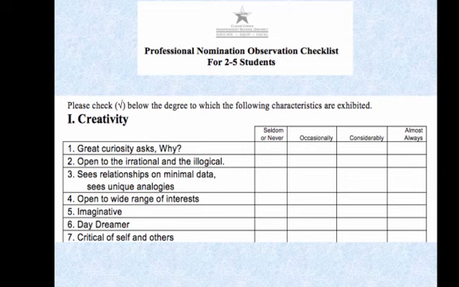In the first category, we look at creativity. Does a child have great curiosity and ask why? Is he open to the irrational and illogical? Does he see relationships on minimal data? Sees unique analogies? Is he open to a wide range of interests? Is he imaginative? Is he a daydreamer? Is he critical of himself or others?